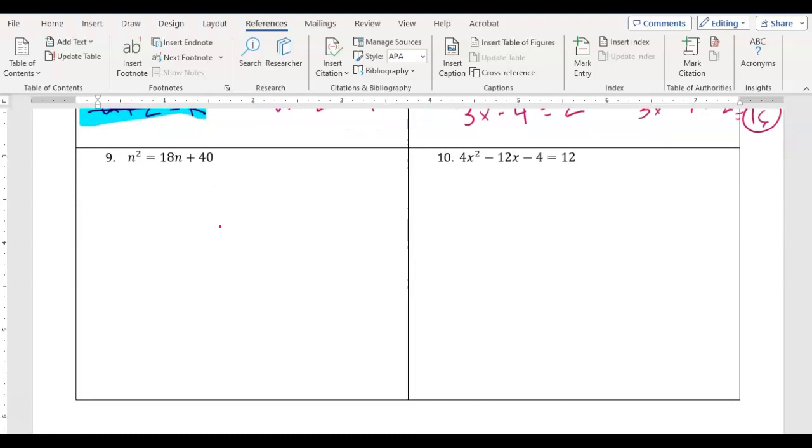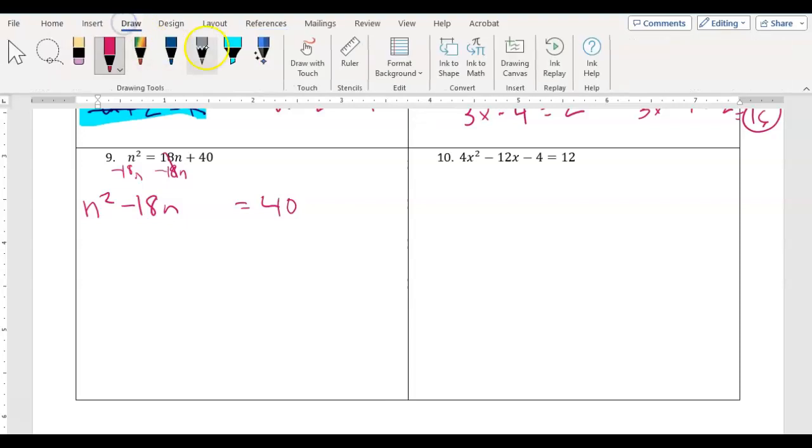Number 9 has no coefficient of n. So all you really need to do is get this negative 18n on this side. So we're going to have n squared minus 18n equals 40. And go from there. Take half of 18, square it, add it to both sides, see what you get. Okay? You can do number 9 almost completely on your own. I've given you some helpful hints to start, but I expect you to be able to do that.